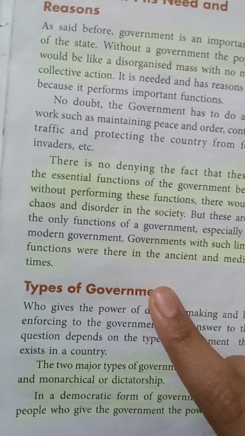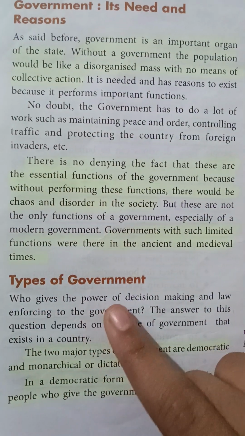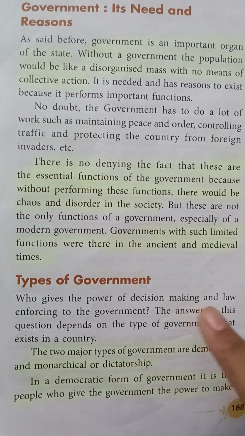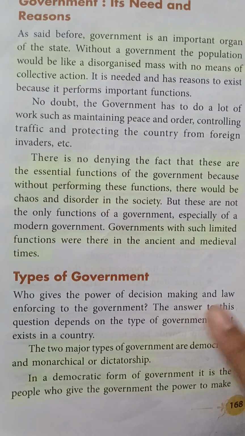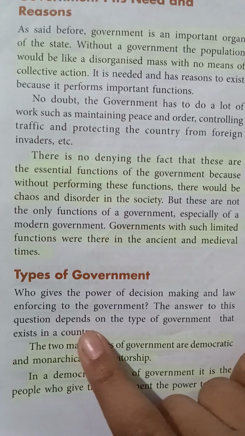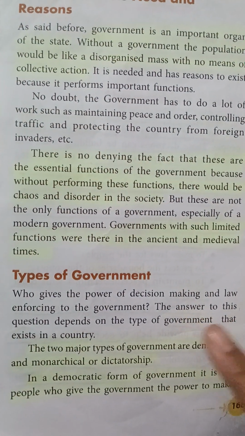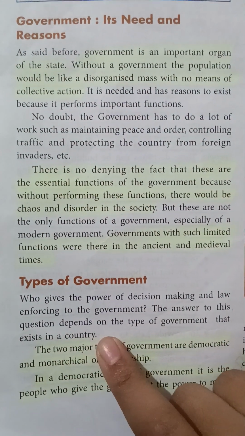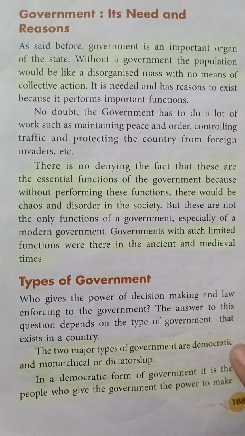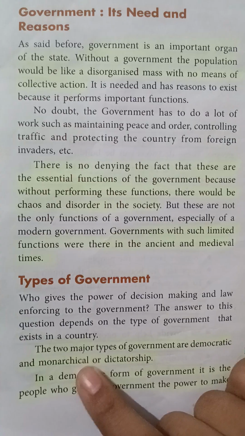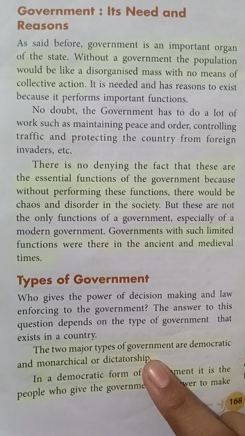Types of government: who gives the power of decision making and law enforcing to the government? The answer to this question depends on the type of government that exists in a country. The two major types of government are democratic, and monarchical or dictatorship.